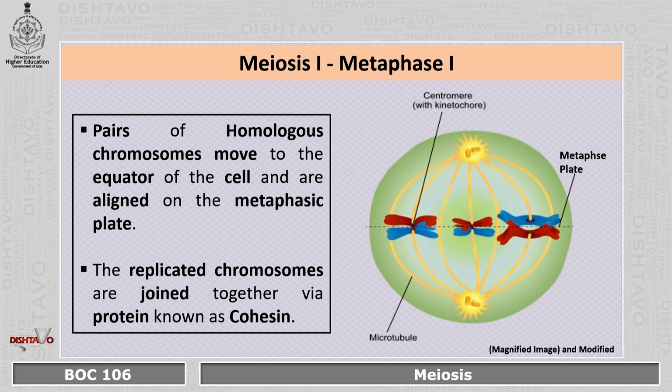The next stage after prophase 1, which is the longest phase of meiosis, is metaphase 1. Here, the pairs of homologous chromosomes move to the equator of the cell and are aligned on the metaphase plate. The replicated chromosomes are joined together via a protein known as cohesin. This is the figure which explains that the chromosomes align themselves at the equator, which is called the metaphase plate.